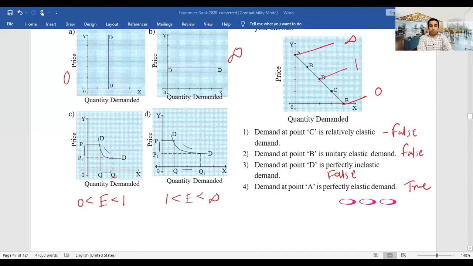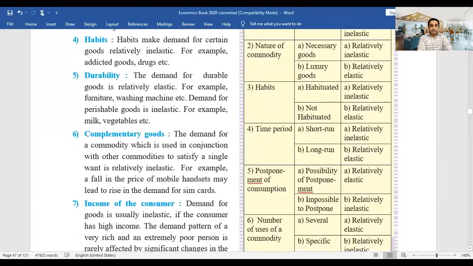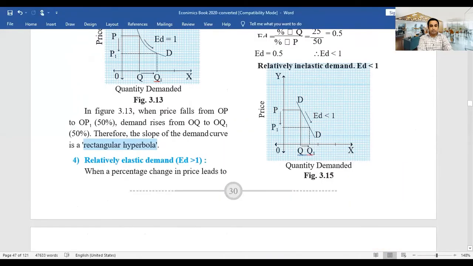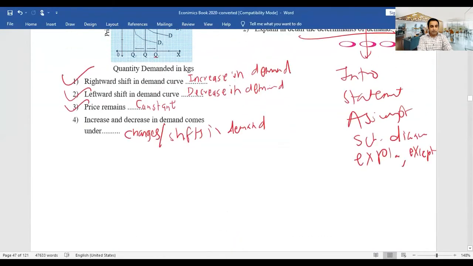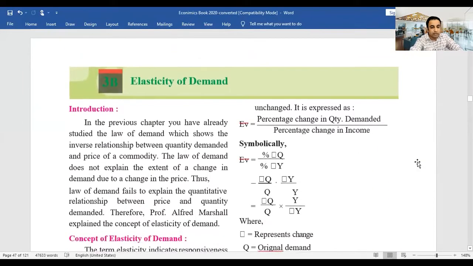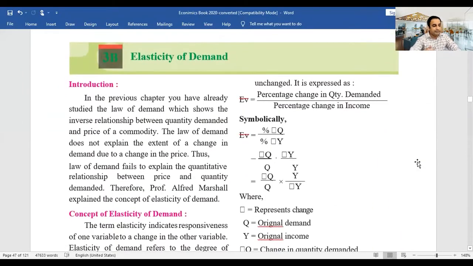Today we are going to revise chapter number 3b, that is elasticity of demand, and also we are going to complete the exercise part related to that chapter. So first, let us go to the screen of the textbook. I have taken you to the screen of the textbook. Please refer to page number 28 of your 12th economics textbook.